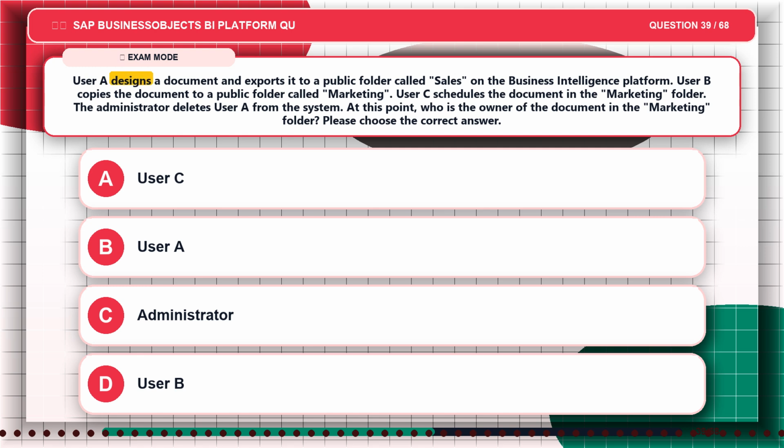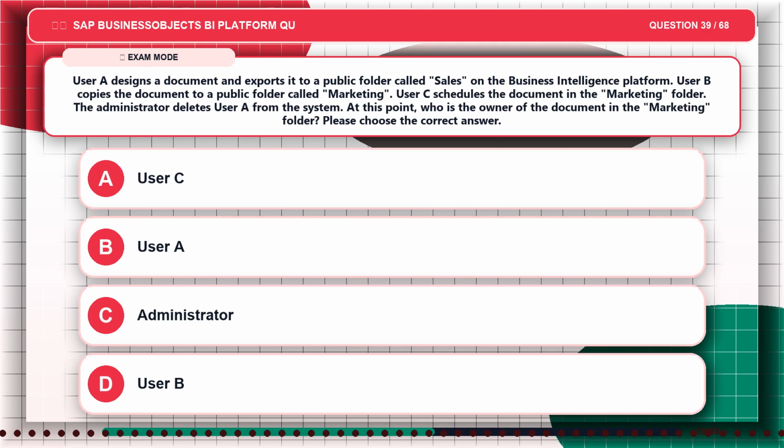Question 39. User A designs a document and exports it to a public folder called Sales on the Business Intelligence Platform. User B copies the document to a public folder called Marketing. User C schedules the document in the Marketing folder. The administrator deletes User A from the system. At this point, who is the owner of the document in the Marketing folder? Please choose the correct answer.